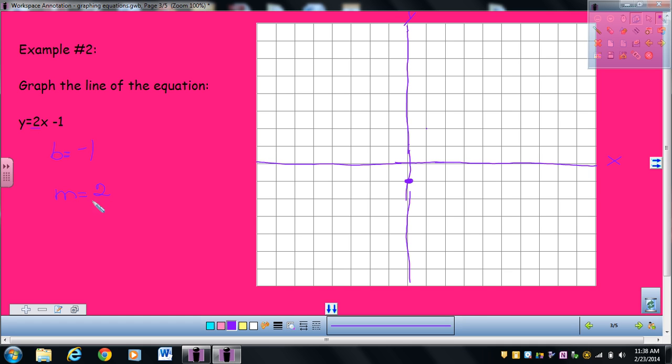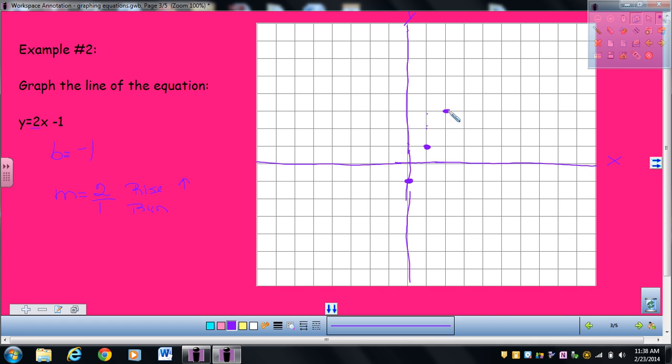And because I need it in fraction form, I'm going to go ahead and put that 1 underneath it so that I know my rise and my run. And that's a positive slope there, so I'm going to go up with my rise. So I'm going to go up 2, rise 2, I'm going to run 1. I'm going to rise 2, I'm going to run 1.